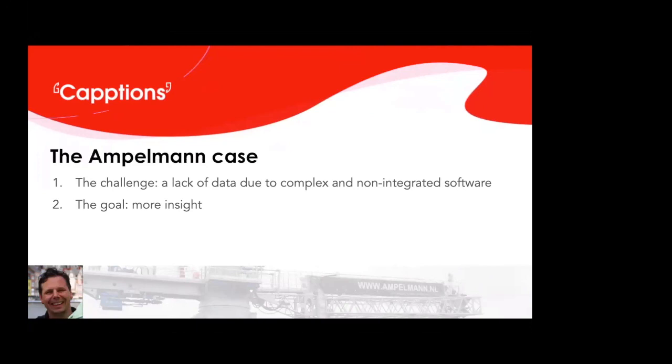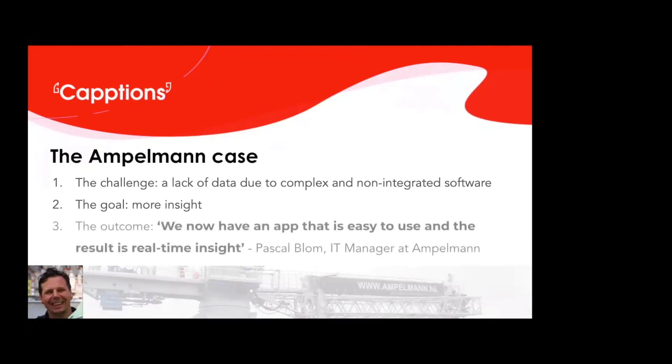The result is a system that is more flexible. So they were able to integrate it with their existing backend, and it makes it easy for employees to report on what is happening in the field, resulting in more insight, and the company is happy with the implementation of a system that is usable, scalable, and flexible. The IT manager at Ampelmann says, "We now have an app that is easy to use, and the result is real-time insight," which was their goal from the beginning. So those are our two real-world examples.